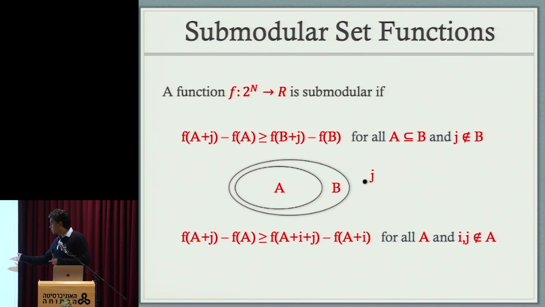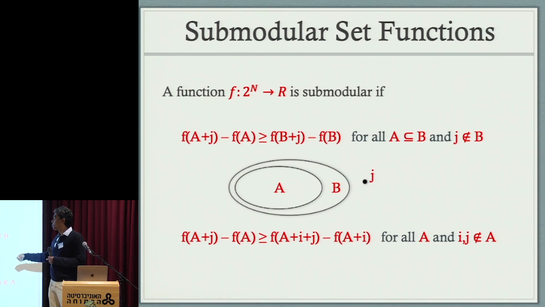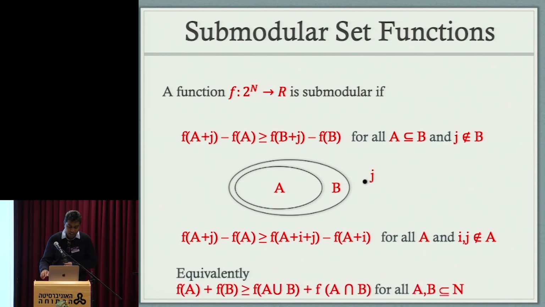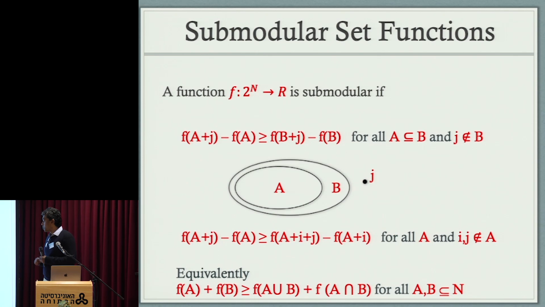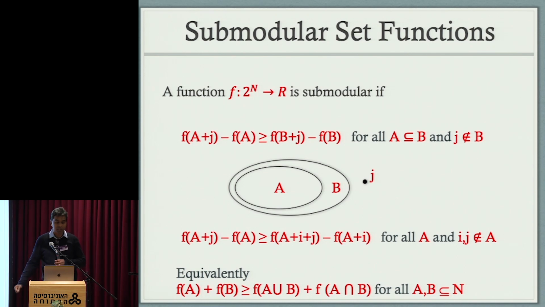And one can simplify this condition, and this is useful when we talk about some continuous extension, that you can restrict B to be just one more element than A. For every set A, where B is A plus i, you apply that inequality, and it's the same as that. There's an equivalent characterization, which is maybe more common in some other settings, which is written that way. But we'll work with this first definition.